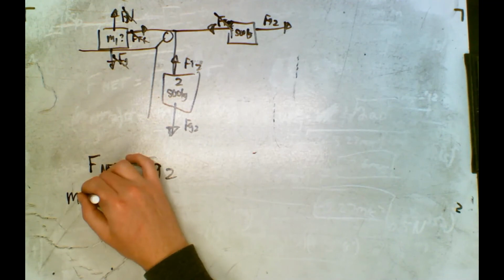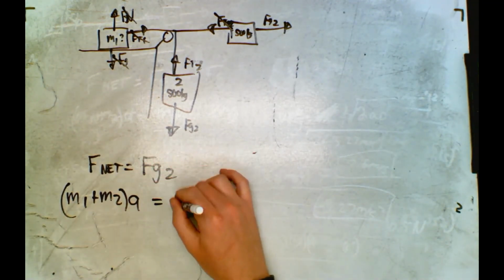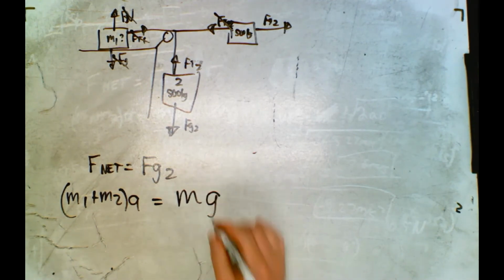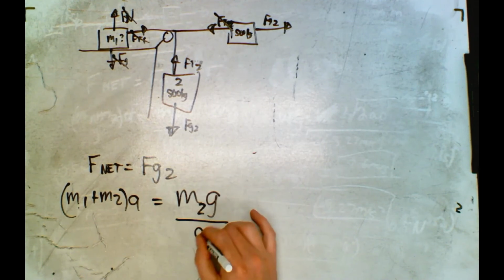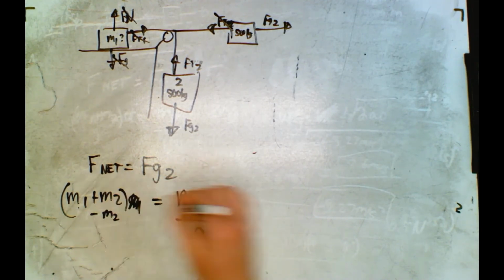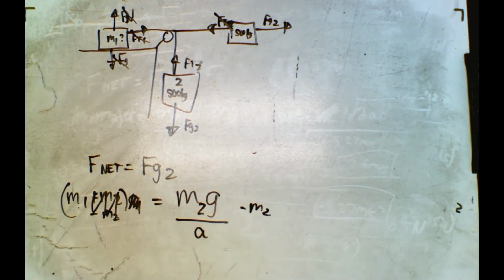So both masses accelerate. So it's mass 1 plus mass 2 times acceleration. And Fg breaks down into mg, but we're talking about mass 2. So we want to find out mass 1. If we want to find out mass 1, we just have to rearrange it by putting acceleration down there and subtracting mass 2 from both sides. And we get mass 1 is equal to this.